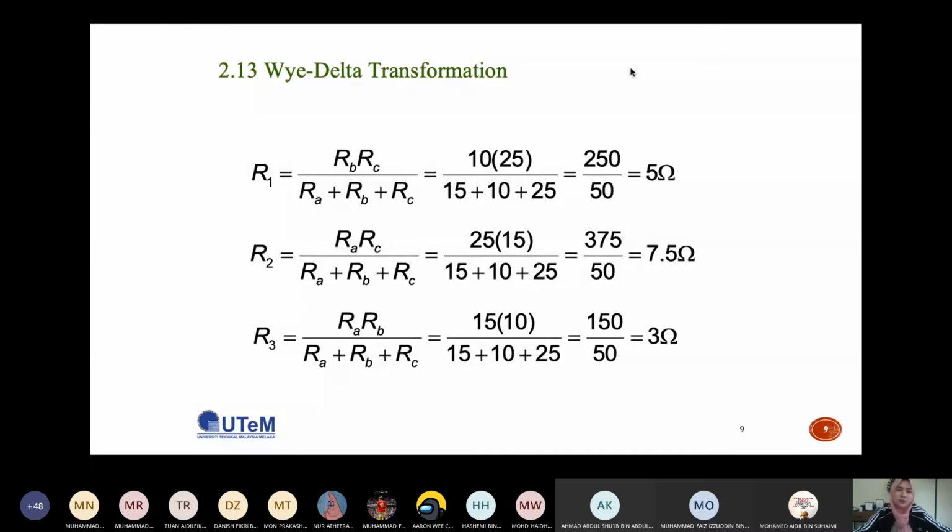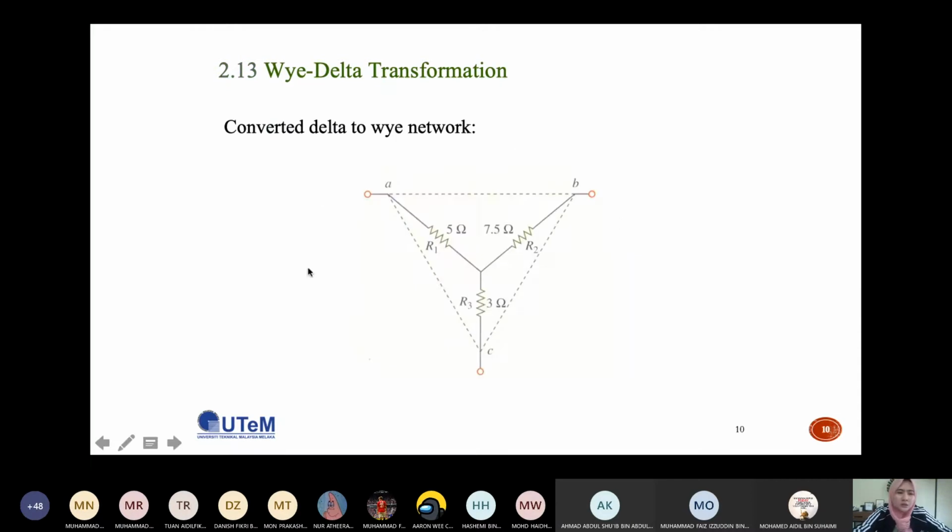You put in the values. For R1 you should get 5 ohm. R2 you should get 7.5 ohm. R3 you should get 3 ohm. You just use the formula and you can directly get the values for R1, R2, and also R3. Then after you calculate the values for R1, R2, and R3, only then can you draw the converted circuit. Okay, this circuit.